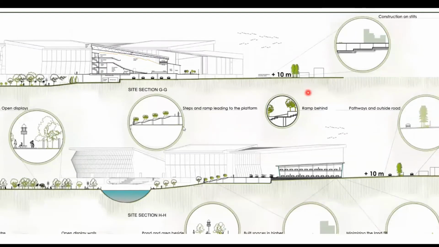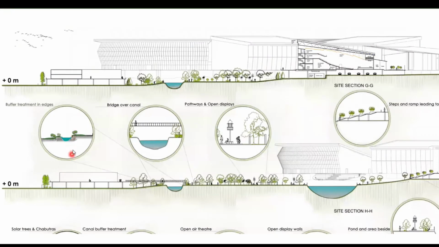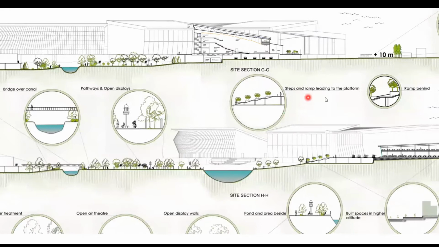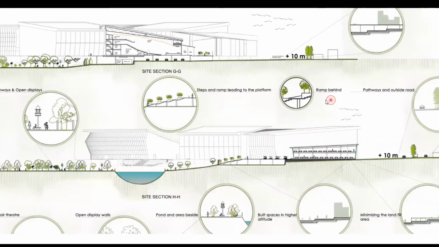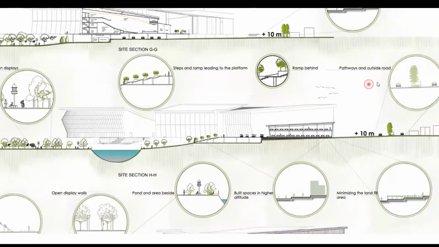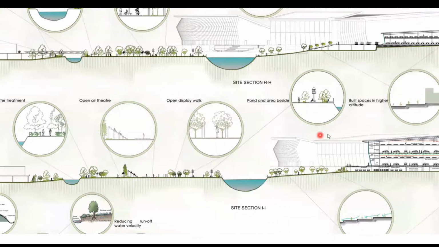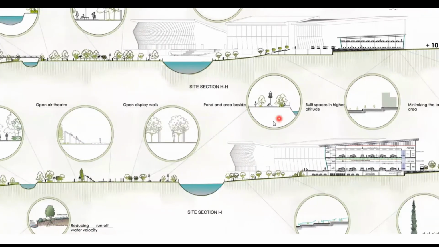The construction on the stilts, and this is the buffer treatment at the edges, and this is the bridge over the canal, the pathways and the open displays, and the steps and the ramp leading to the platform, and the ramp behind the steps, and the path outside and inside. And here it shows the solar trees and chabutras, the canal buffer treatment, the open air theater, and the open display walls, and here showing the pond area and the area beside.